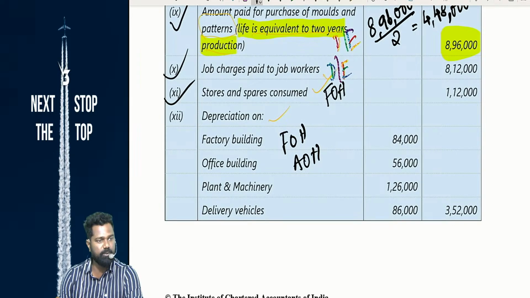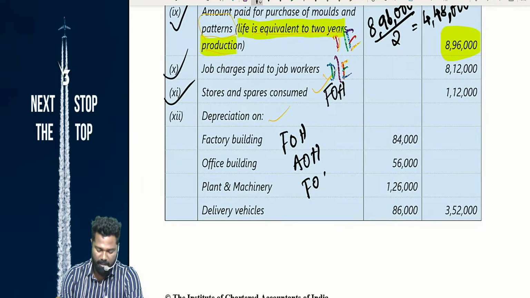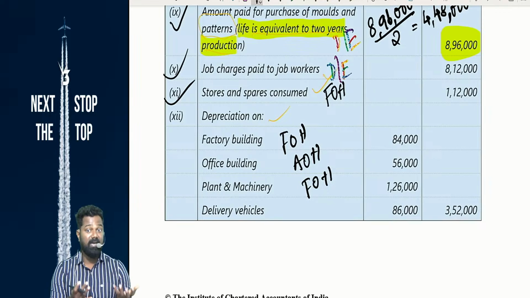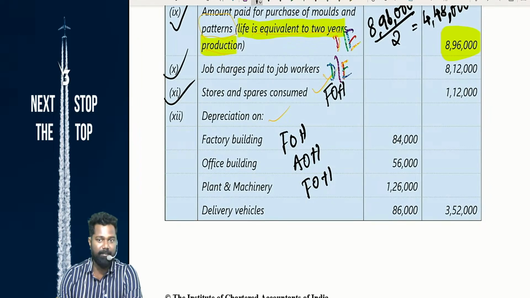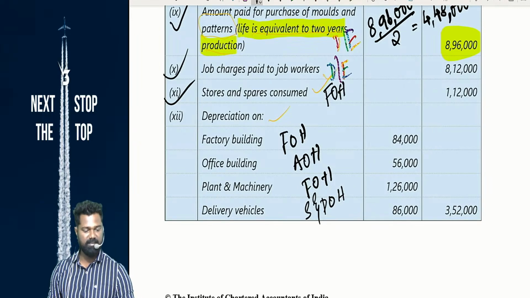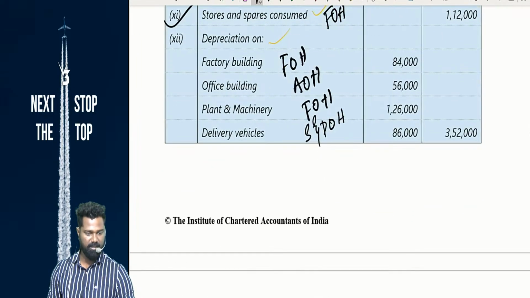Plant and machinery, where it is used? Very good. Next, delivery vehicle. Factory, yeah. Delivery कहाँ पे होगा? Selling and distribution. Why are you so confused? Okay, please give me confident answers. I know you know it. Those who are online, please give the right answers, boss.